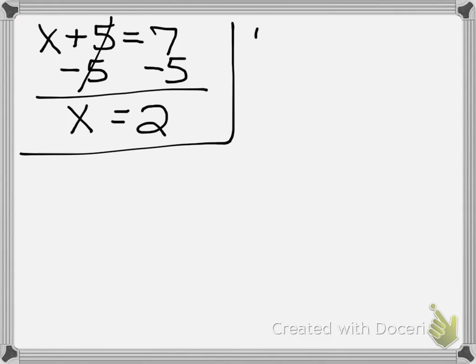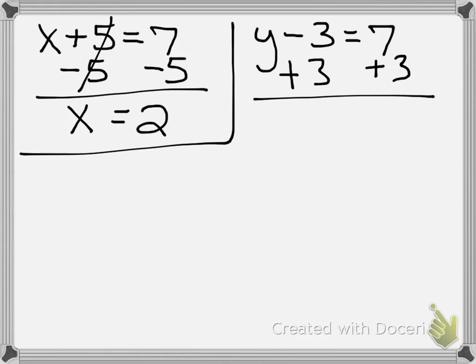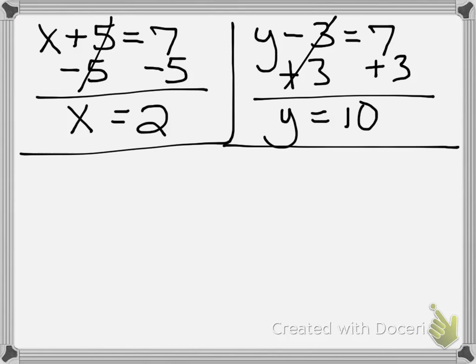Another example would be y minus 3 equals 7. So in this case, my variable is y. So in order to get y by itself, I have to get rid of the negative 3. So since I have a minus 3, this is different than the last one where I had a plus 5. So in this case, in order to do the opposite, I have to do plus 3. And what I do to one side of the equal sign, I do to the other. The same principle applies. My 3's cancel each other, and I'm left with y equals 7 plus 3, which is 10. So my variable in this case, y equals 10.